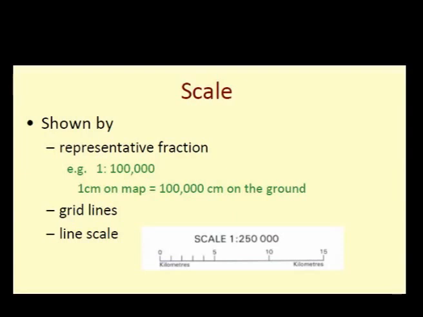Okay, so that covers the first few questions in the practical, and in the next presentation I will explain how to locate features using a map reference.